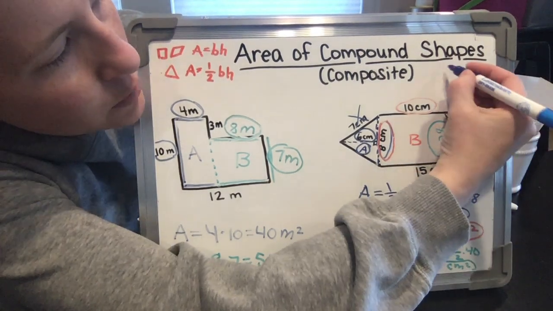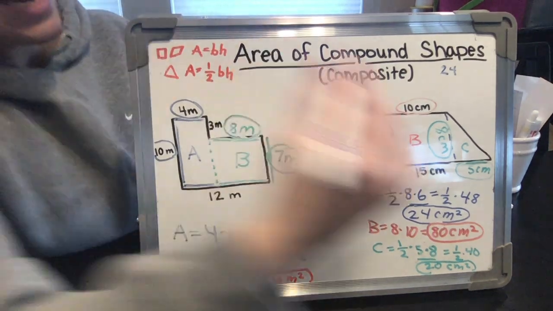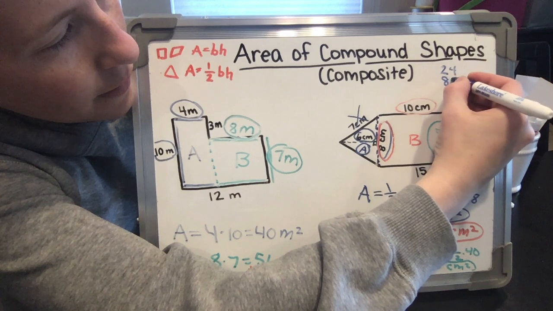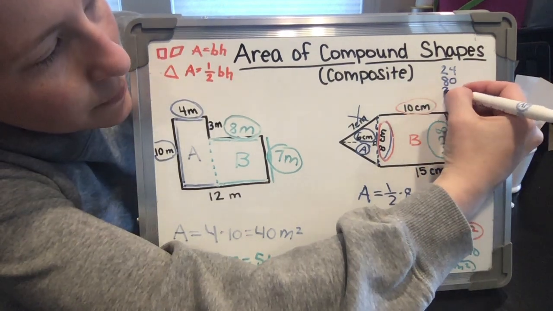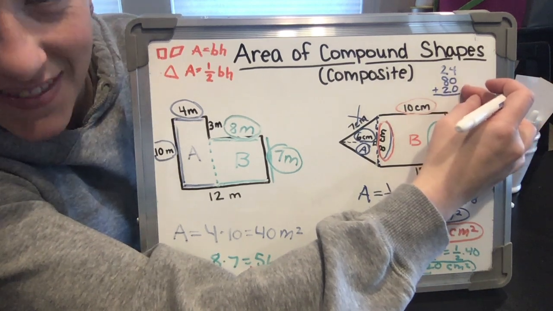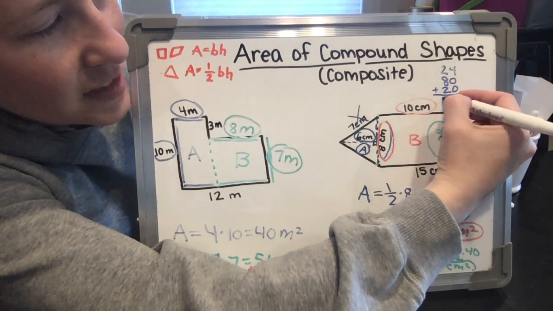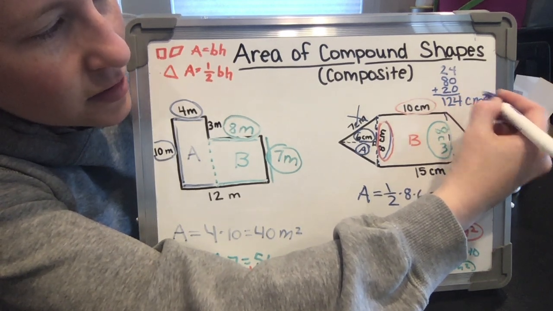So if my first shape was 24, if my next shape was 80, and my third shape down here, we got 20. I'm going to add those up. I know 80 and 20 makes 100. And then if I have 24 more, that's 124 centimeters squared.